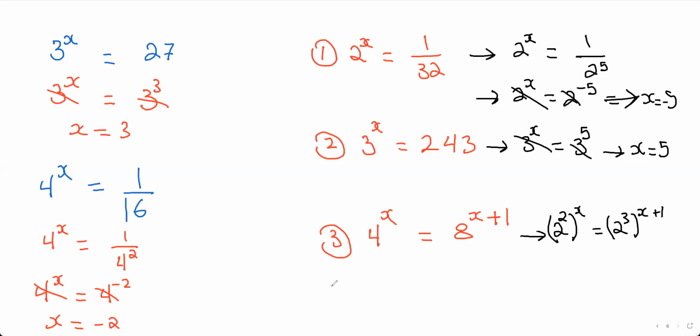Now this will give me 2 to the power of 2x, because you multiply the exponent outside the brackets and the exponent inside the brackets. And you multiply the exponent outside of the brackets and the exponent inside the brackets. I'm just going to do this in steps. So I'm going to go 3 times x plus 1. Now, since the bases are the same, I could cancel the bases. And this becomes an algebraic expression, which is 2x equals, and I'm going to distribute the 3 into the x and into the 1. So you're going to get 3x plus 3.